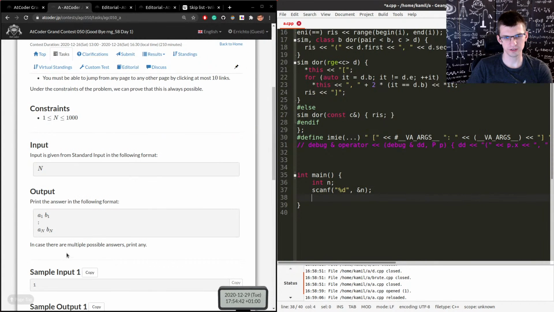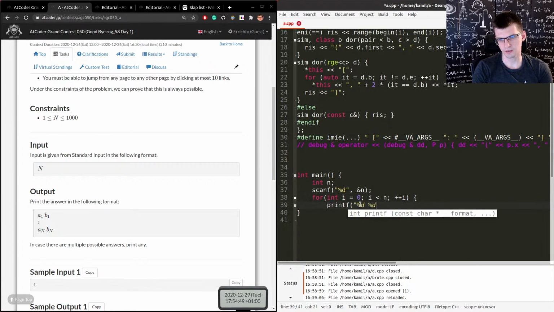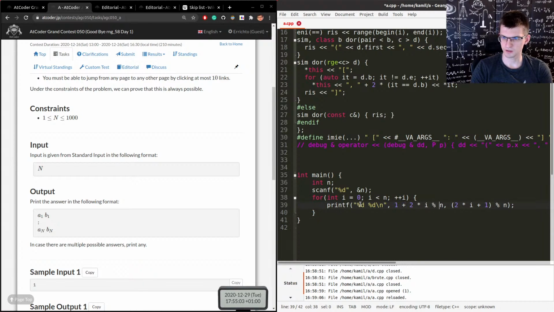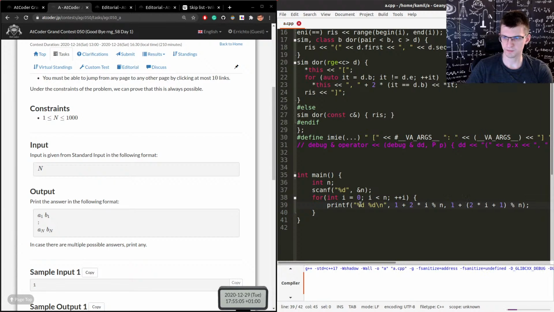What do I need to print? The edges? For every i, I print twice i modulo n and twice i plus 1 modulo n. But everything is actually numbered from 1 to n. So like that.